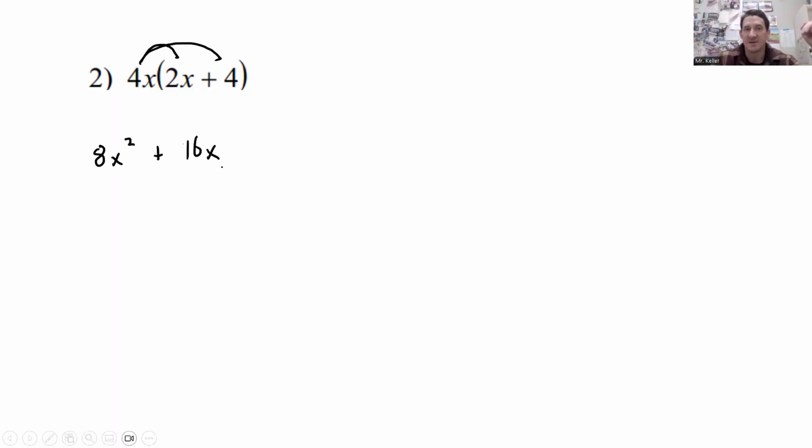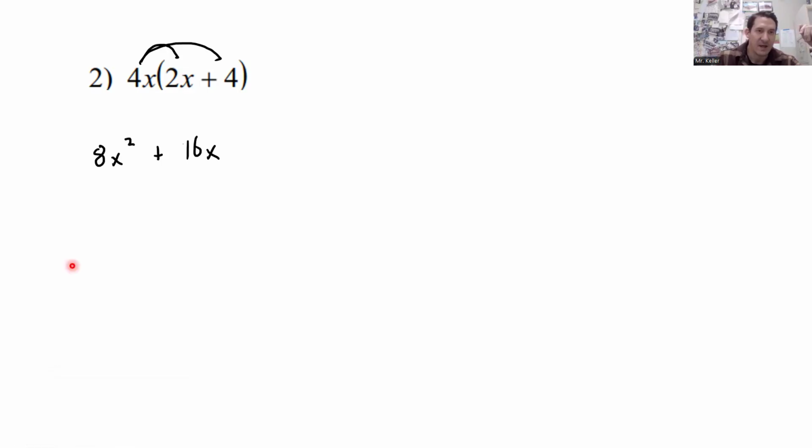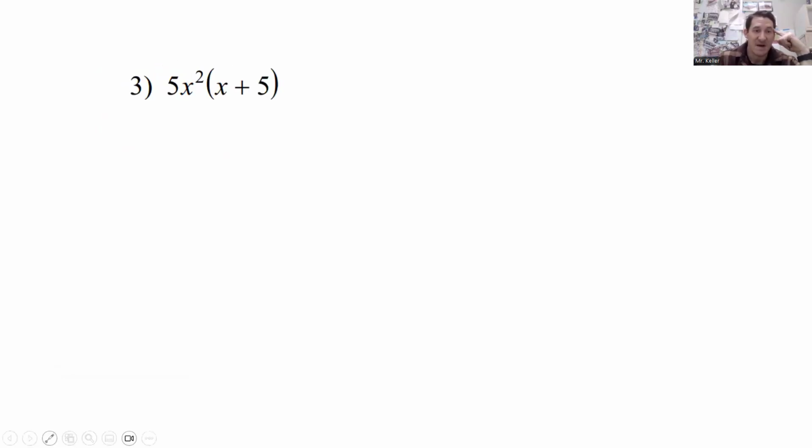The most common mistake I'll see is people forgetting the x at the end. So make sure when you're multiplying, if there's an x on the outside, keep track of it, right? So x times x is the x squared, and then the x here, we need to make sure we include it there. So let's do another distribute, 5x squared.